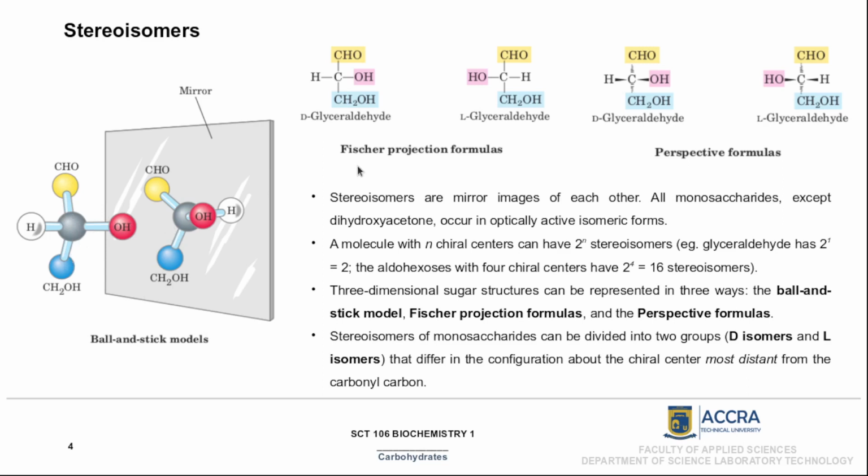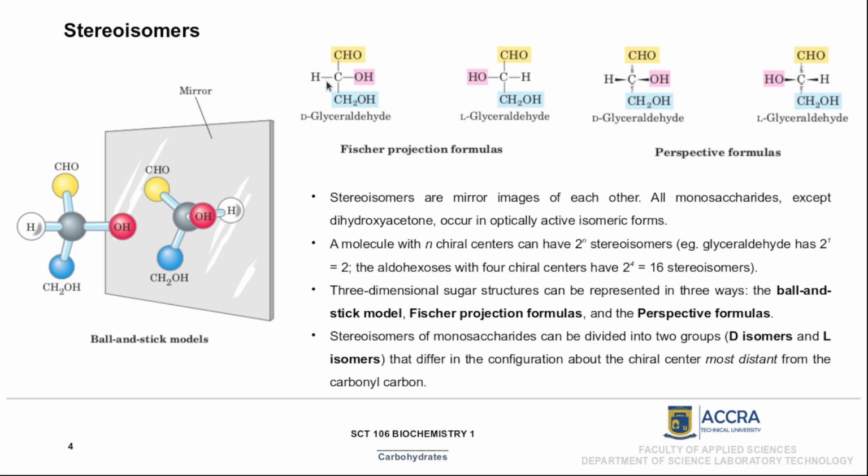Now, there are also other ways of representing stereoisomers, and these are the Fischer projection formulas and the perspective formulas. In the Fischer projection formula, you have molecules being represented in the three-dimensional structure. The three-dimensional structure will have the horizontal bonds. So these bonds bonding to hydrogen and oxygen are imagined to be pointing towards you as you are looking onto your screen.